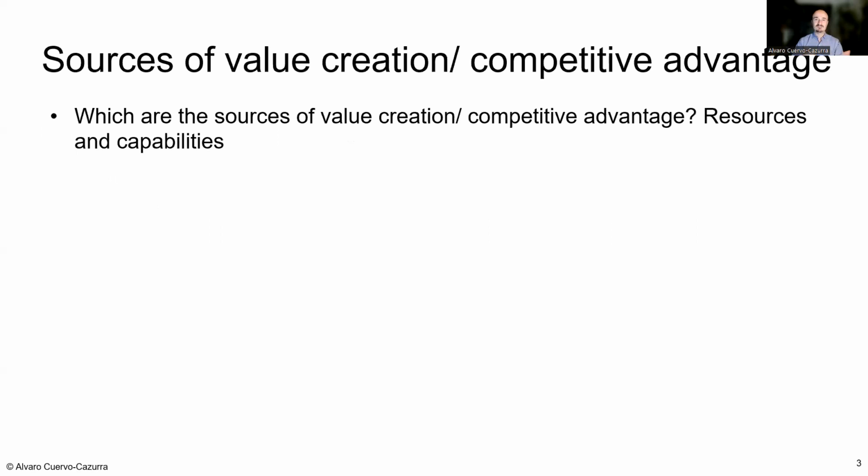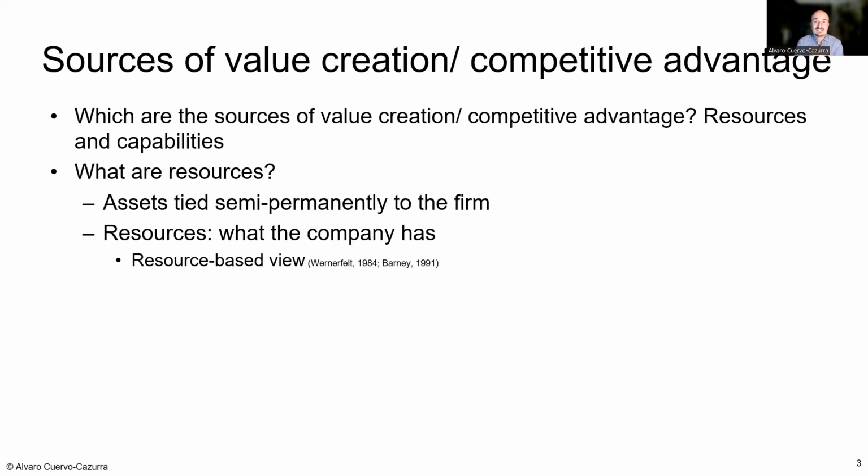We can take it in both sides. What are resources? The first thing, well, assets tied to the company, assets that belong to the company, tied semi-permanently to the firm. This seems to be a very particular definition. It's a clarification of the difference between resources and inputs. Inputs are things that I can buy outside in the market, I can bring to the company. They are going to be part of the activities, what I do within the company, but it's not something that I control. It's not something that I can exclude others from having. It's not something that is exclusive.